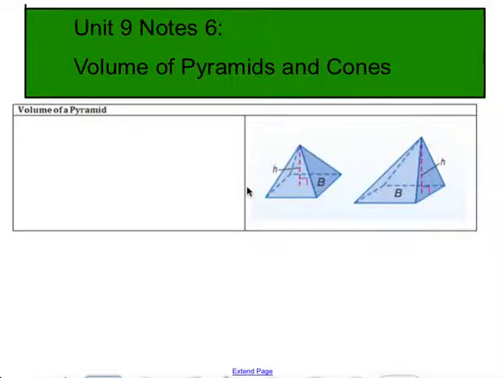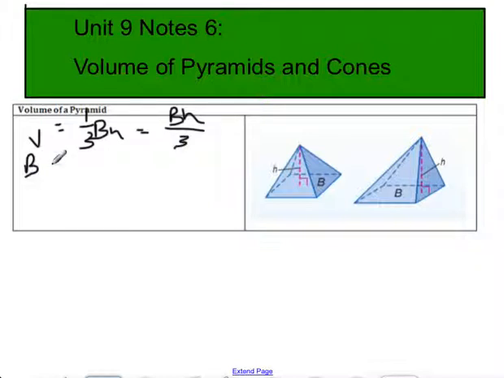And today we're going to be doing Unit 9, Note 6. We're going to be talking about volume of pyramids and cones. So when we're looking at the volume, it is equal to 1/3 the area of the base times the height. We could also write that as the area of the base times the height divided by 3.